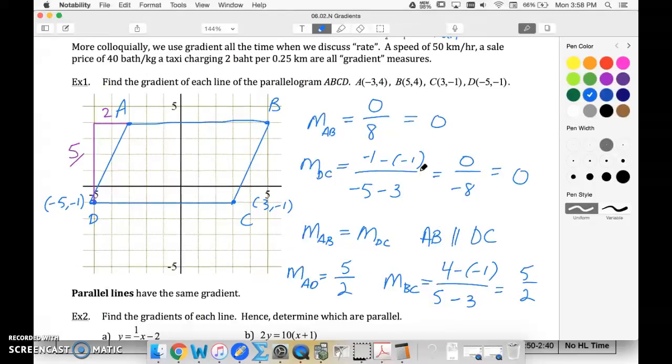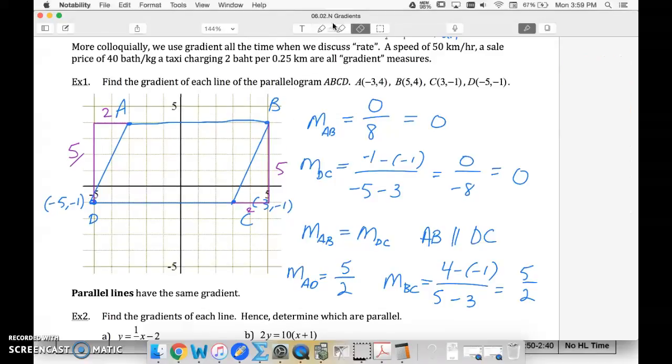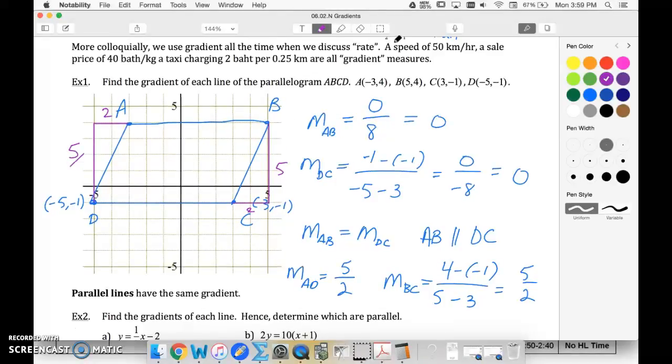So we're going to want to use our formula when it's hard to graph, but if it's easy to graph, I'm going to graph and look at my picture. I could have drawn my rise run this way as well, and I would find the same thing. That goes up 5 and over 2. So always rise over run or change in y over change in x to find our slope. And noting, of course, parallel lines have the same gradient.